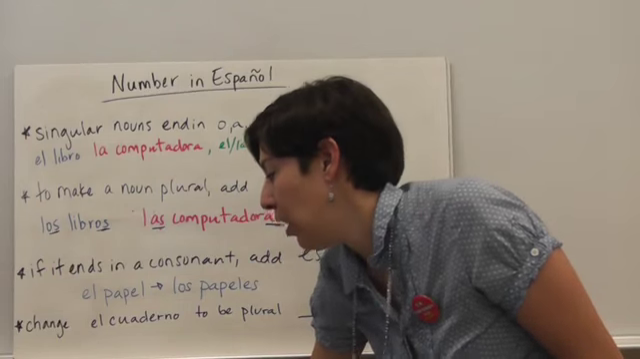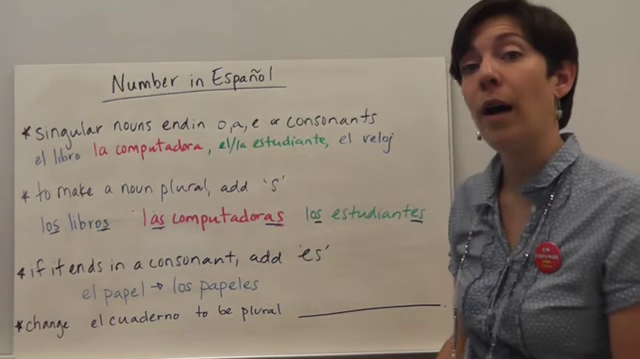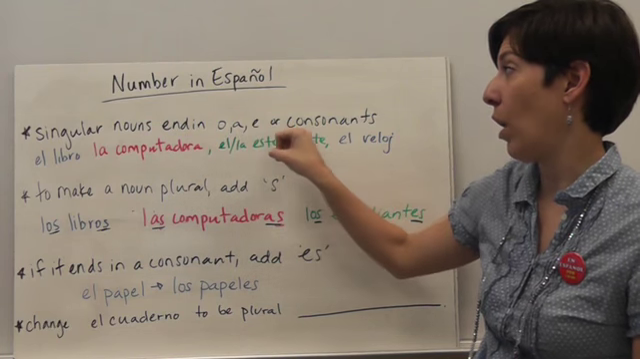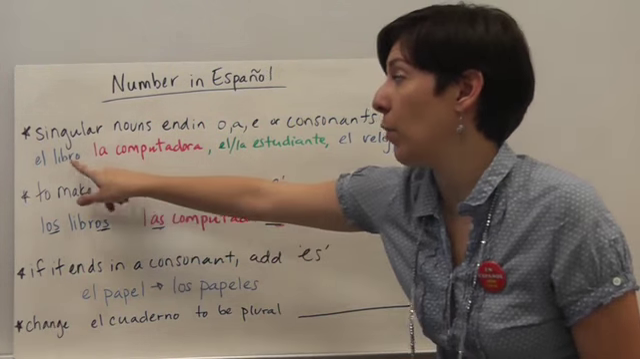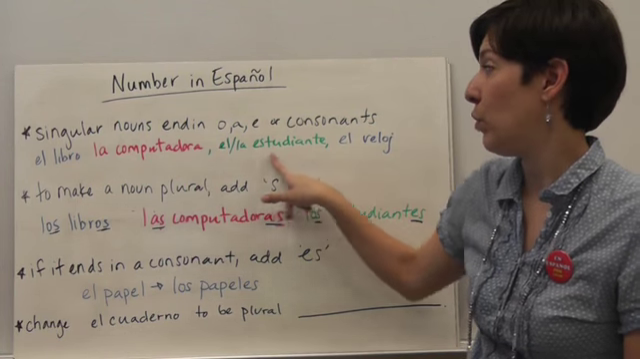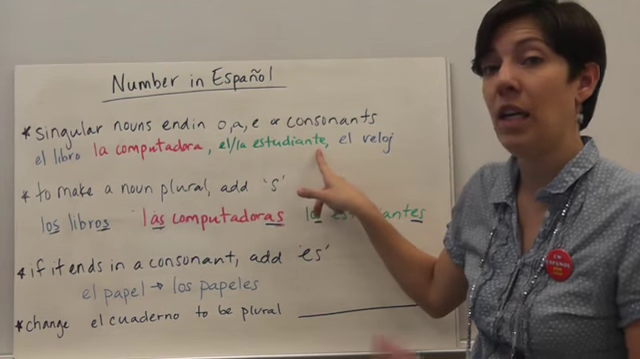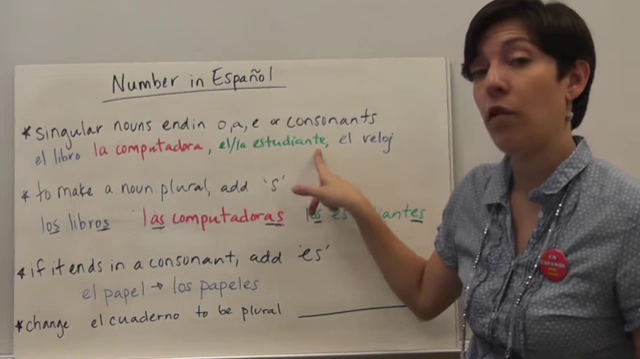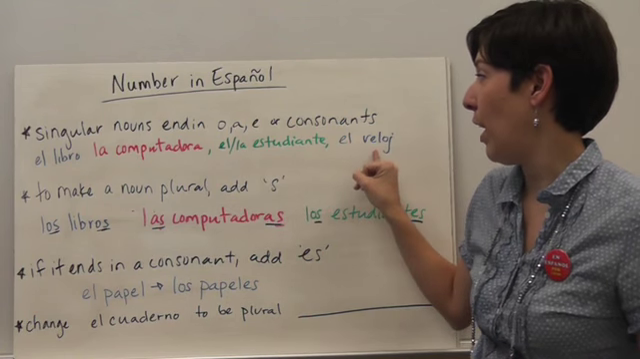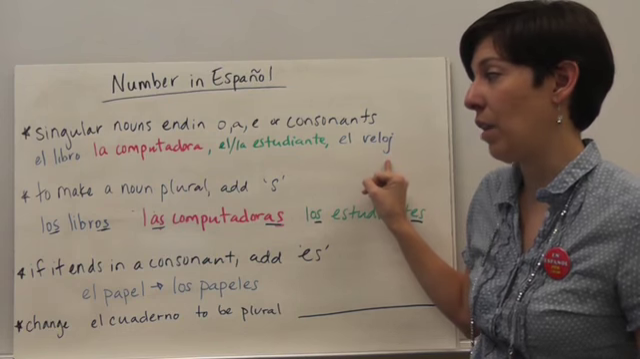Number in Spanish. Number is singular or plural. We do have this in English. Singular nouns end in O, A, E, or consonants. El libro, la computadora, el or la estudiante. This one's green because it's neutral. It ends in E. It could go both ways. So you know if we're talking about a boy or a girl because of the el or the la. And then you have el reloj, which ends in a consonant.